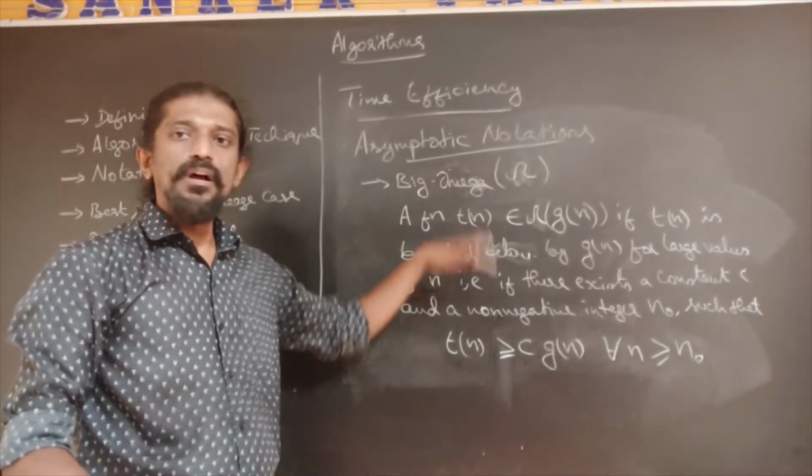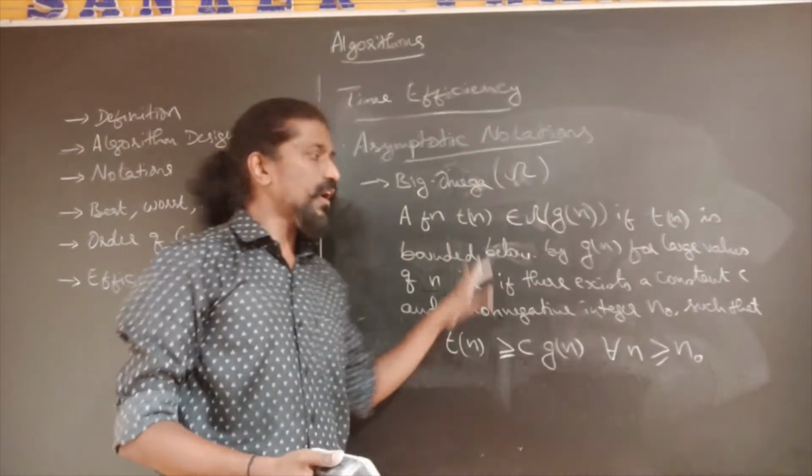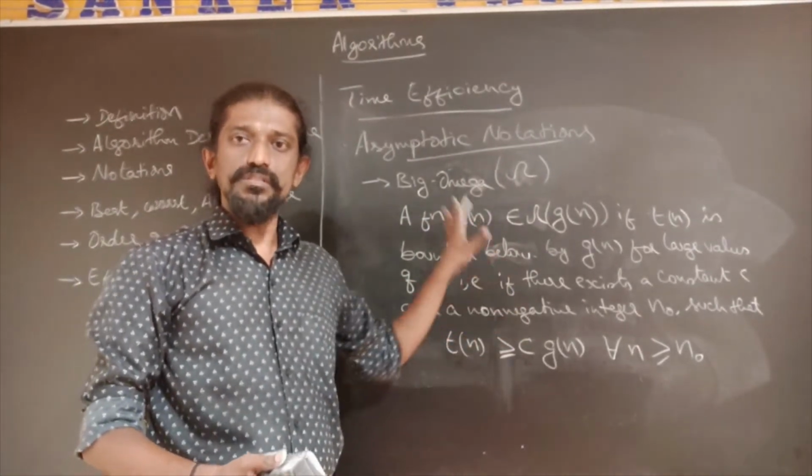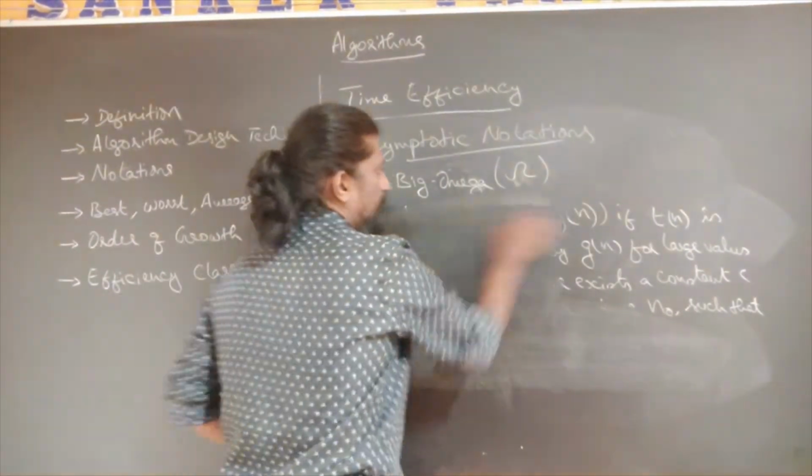We'll define the theta notation a little later. But it may be a little difficult for us to understand these notations this way. Therefore, what we'll do is take some simple example to understand.